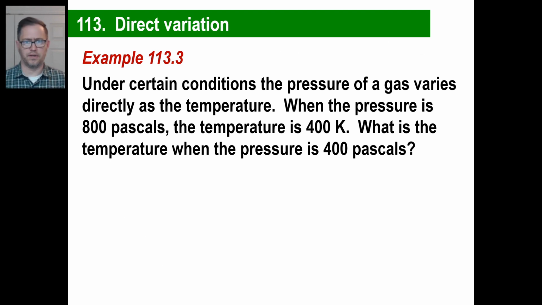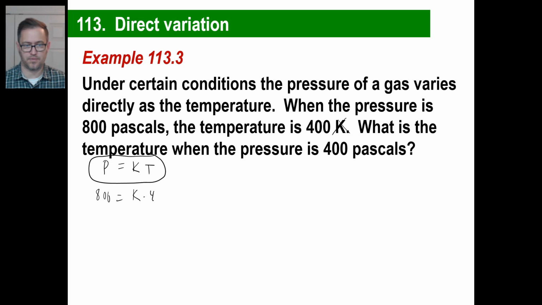This is under certain conditions, the pressure of a gas varies directly as the temperature. Okay, stop right there. Let's just break it down. The pressure of a gas varies directly as the temperature. So let's make it easy. The pressure varies directly as the temperature. We got it. That's our equation. When the pressure is 800, okay, we got 800. The temperature is 400. All right. Ooh, they kind of tricked us there. There's a K there. Look at that. Okay, it looks like that K, but don't worry about it. Forget that. The temperature is 400.